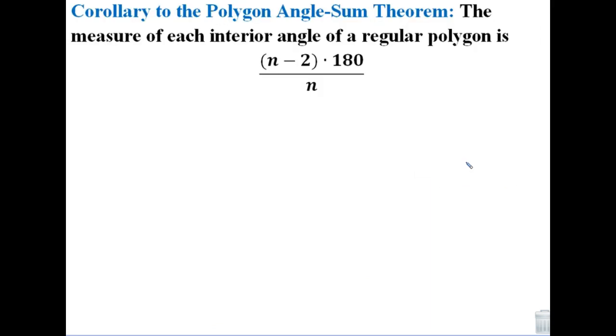And the second theorem we'll give you about regular polygons is we're going to say the measure of each interior angle of a regular polygon is n minus 2 times 180 divided by n. So we have the same n minus 2 times 180 for the total interior angle sum, and then we're just going to divide that by the number of angles, because each angle is equal since we're talking about regular polygons. Let's take a look at how that works.